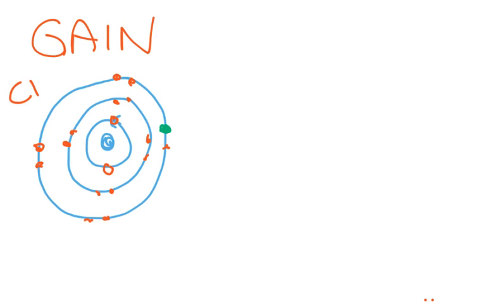And we'll talk about later where that comes from. That makes chlorine a negatively charged ion. And a negatively charged ion is called an anion. Now, again, it's becoming negatively charged by gaining an electron. That'll mess with your brain a little.